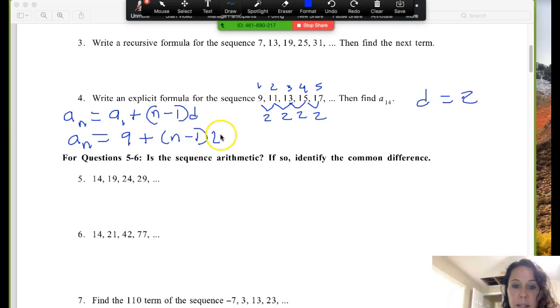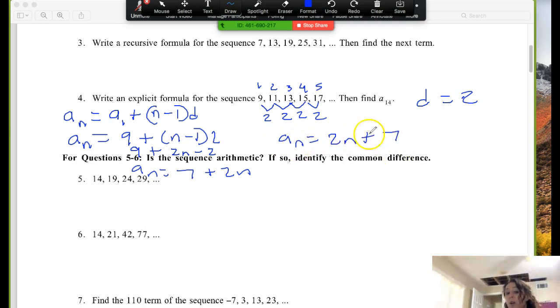Now, if you want to simplify this, you can leave it like this. This is totally fine. If you want to do it in the simplified form like they had up there, you distribute the 2. So this would look like this, 2n minus 2. And then I add it to 9. So I have 9 plus 2n minus 2. And 9 and 2 combine to make 7. So 9 minus 2 is 7. So I'd have 7 plus 2n. And a_n would equal 7 plus 2n, or you could write it like this, a_n equals 2n plus 7.